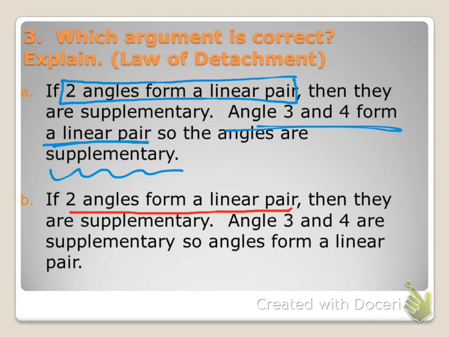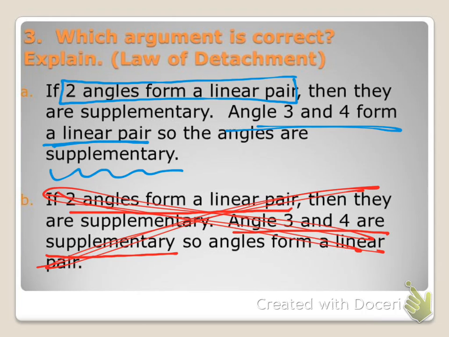Then they tell us right away that angle 3 and angle 4 are supplementary. So did they give us the conclusion first? Or did they give us the hypothesis first? We want the hypothesis to be first. Which one did they give us first? The conclusion. Does it work that way? No, that's like working in reverse. It doesn't work backwards for if-then statements. You have to have the hypothesis first before you can have the conclusion. All right? So the answer here is A.